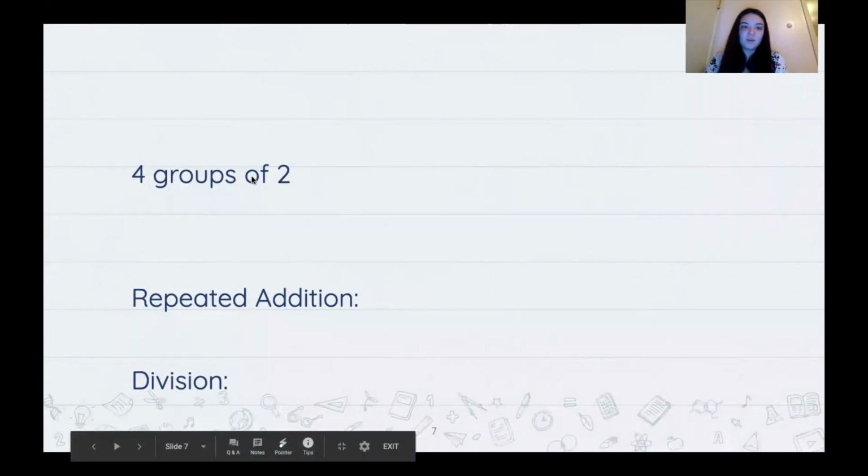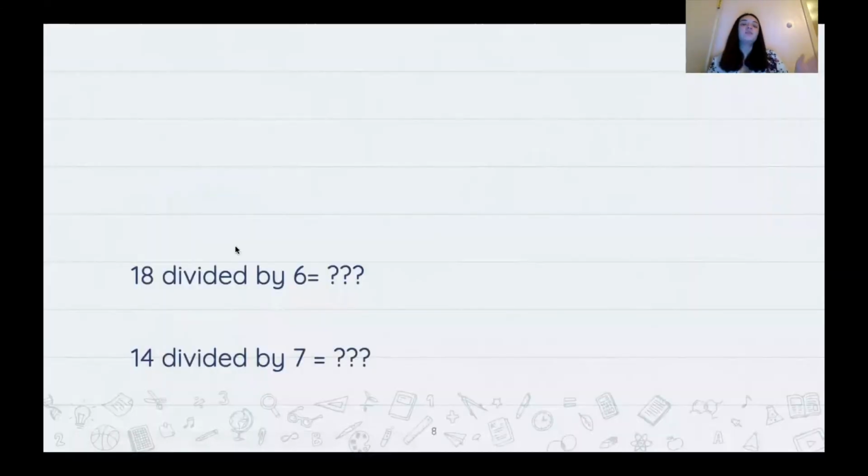Well, I think I have a couple more problems left. So now I have the same thing. We're just solving. So I'm going to do 18 divided by 6, and then I'm going to leave 14 divided by 7 for you guys to try out on your own. So you can see an example before I set you free.